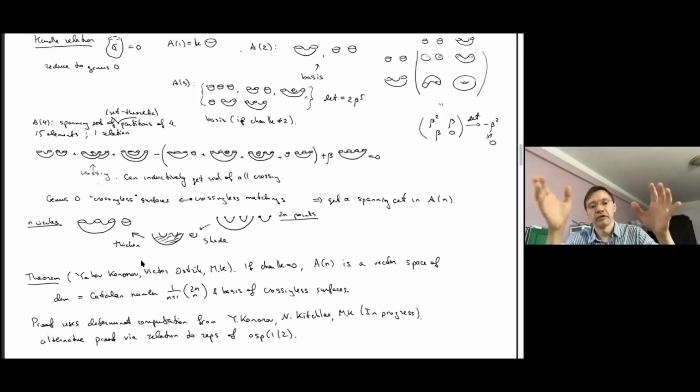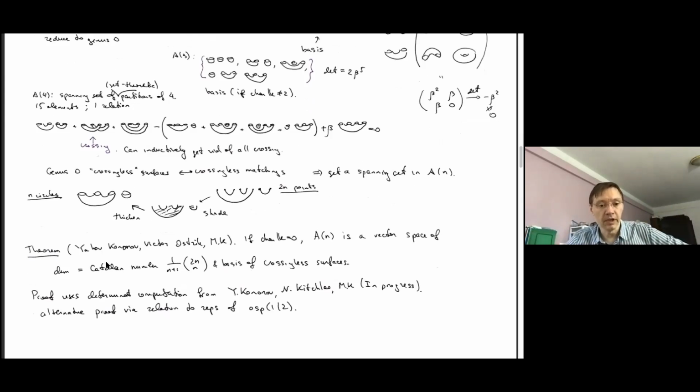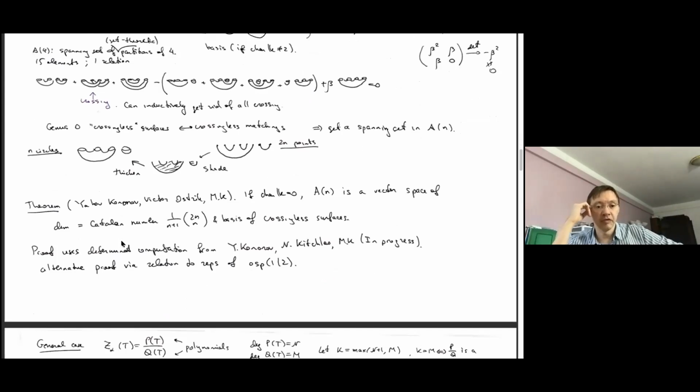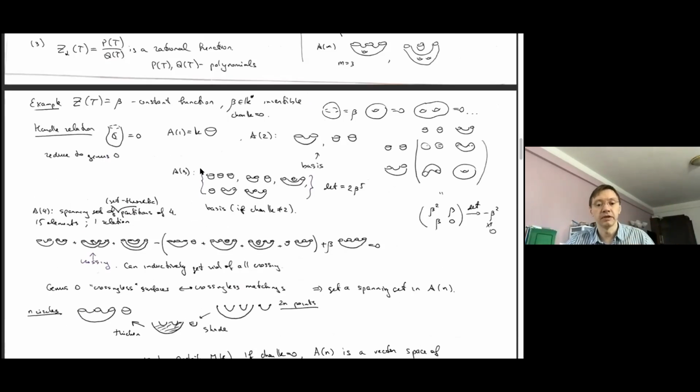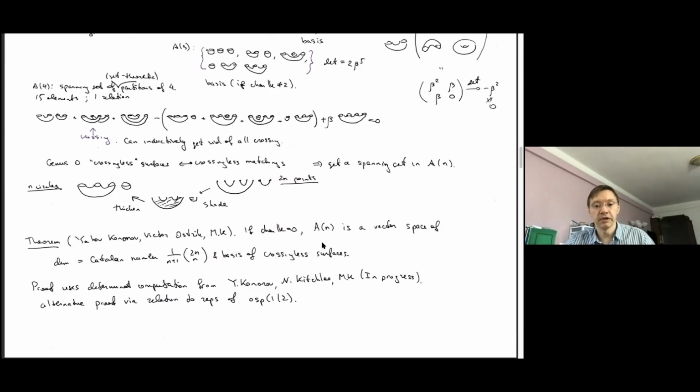And this you can formalize to a bijection between crossingless matchings of two n endpoints and crossingless surfaces bounding n circles. And so the theorem that we prove, joint with Yakov and Victor: if the characteristic of the field is 0, then the state space for this particular function, it's a very special function, the constant function beta, the state space for this particular theory for n circles has dimension the Catalan number, and it has a basis of crossingless surfaces.